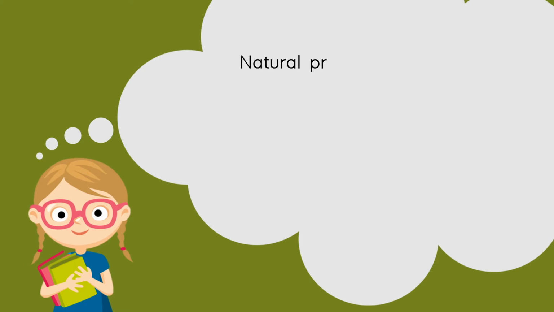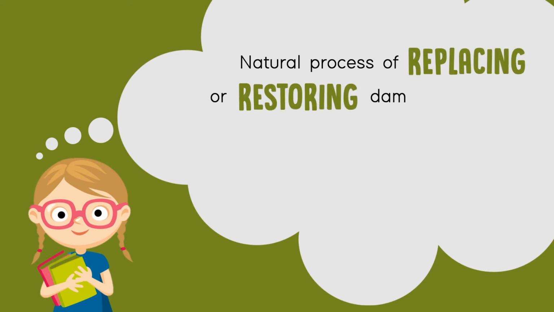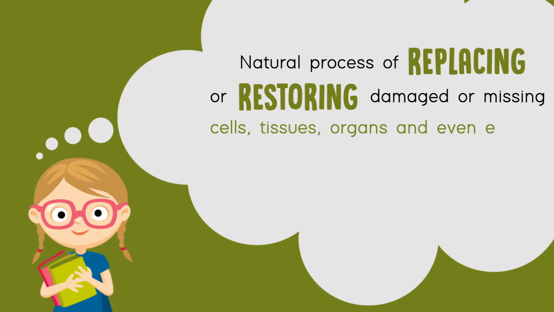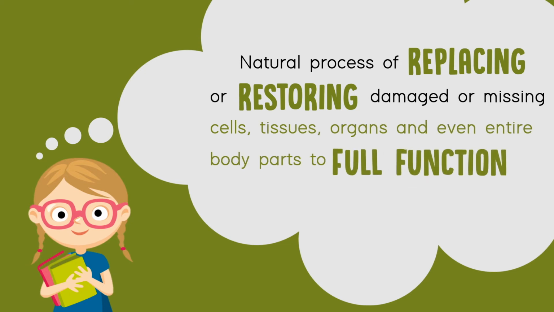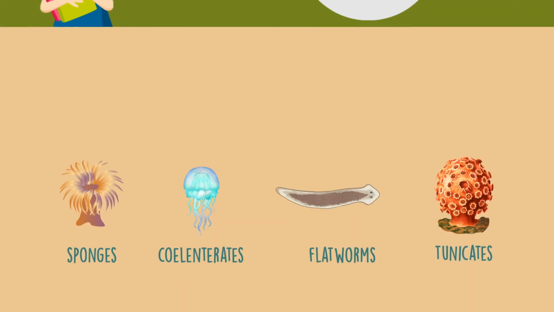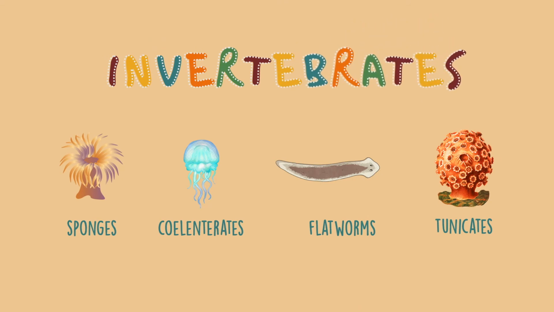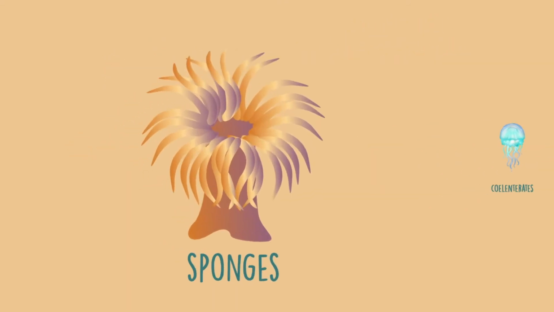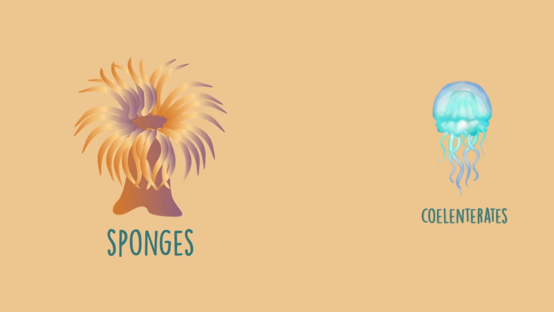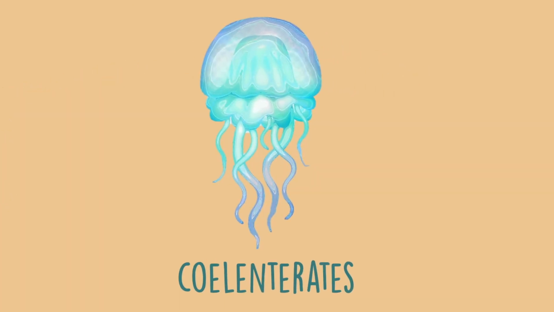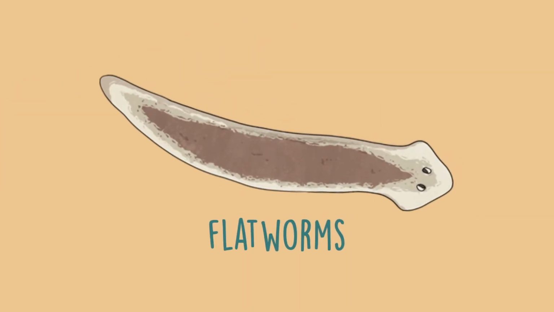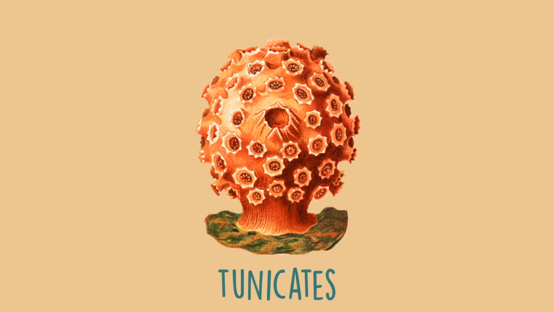Regeneration is the natural process of replacing or restoring damaged or missing cells, tissues, organs, and even entire body parts to full function in plants and animals. Among invertebrates, regeneration powers are especially strong in sponges, cnidarians, flatworms, and tunicates.